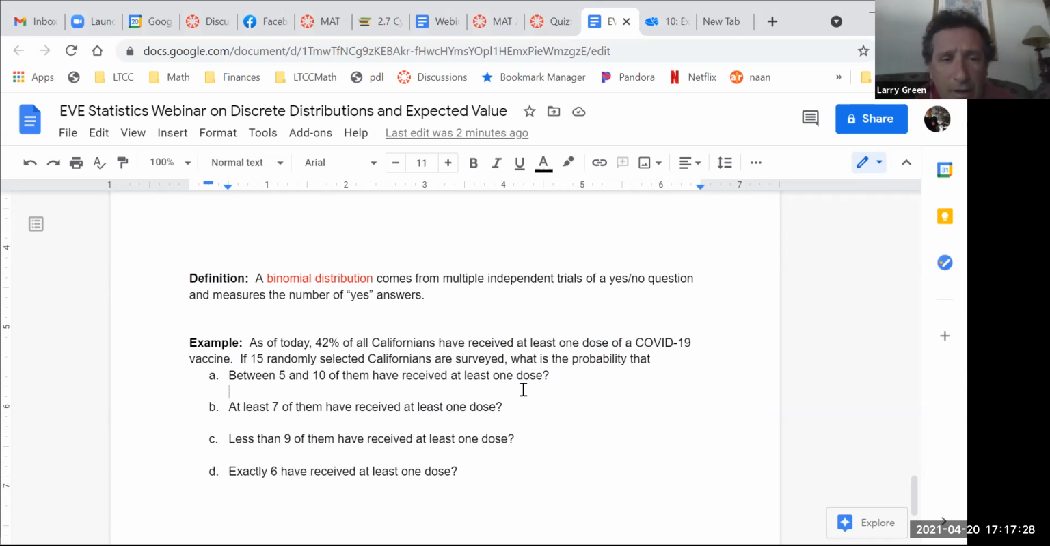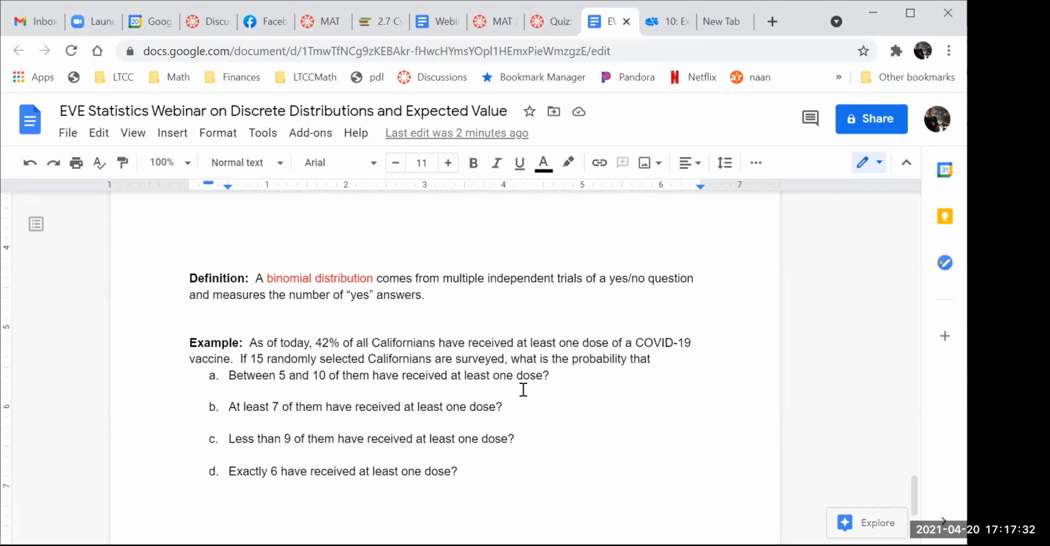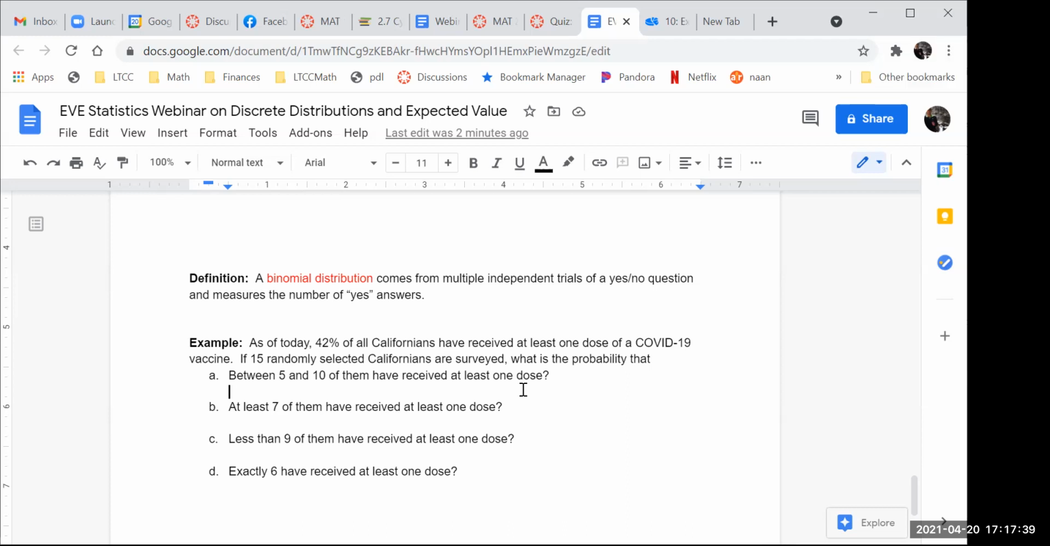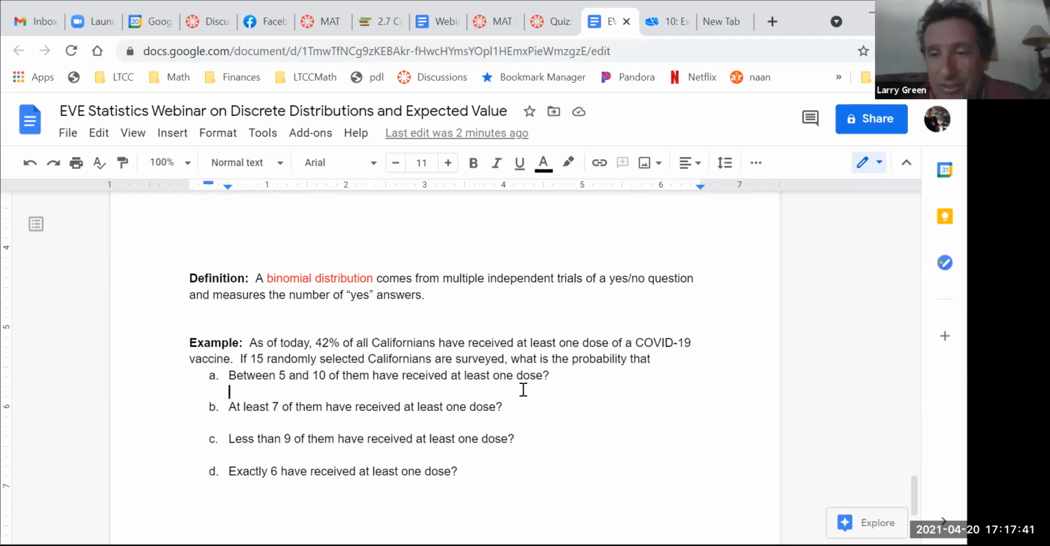Okay, is this binomial? Yes, because what's the survey question? Have you been vaccinated? Or have you gotten at least 1 dose of the vaccine? Having been vaccinated is not necessarily yes or no, but 1 dose, that's yes or no. You can't kind of get a dose of the vaccine. You either got it or you didn't get it.